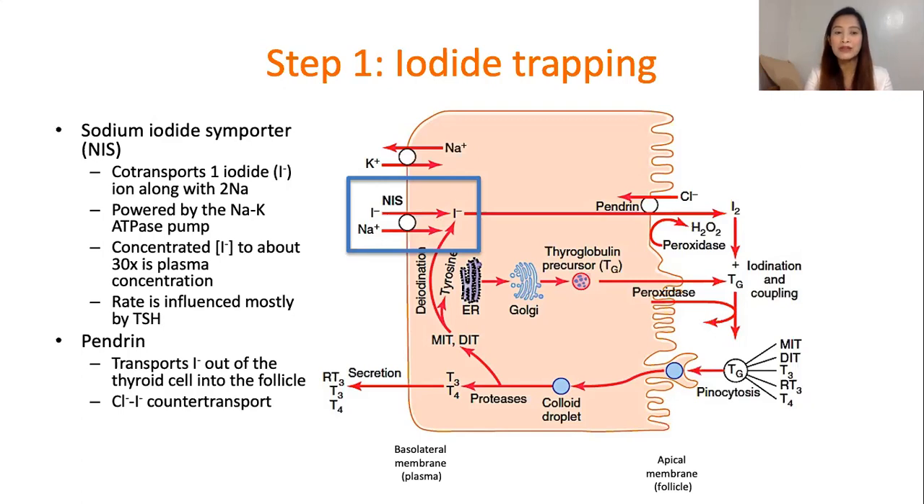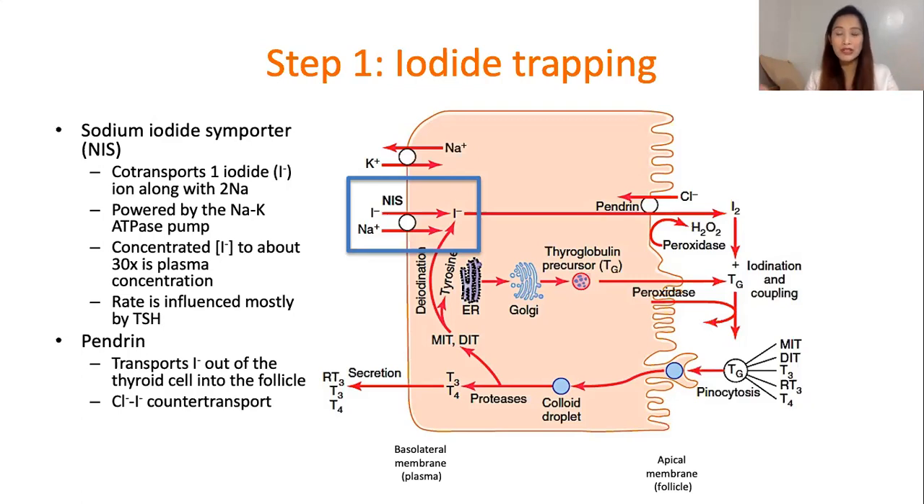The rate of trapping of the iodine is influenced mostly by your TSH. So if you have hyperthyroidism, so if you have central hyperthyroidism, meaning you have excess TSH coming from your pituitary, there will be an increased activity also of your sodium iodide symporter.